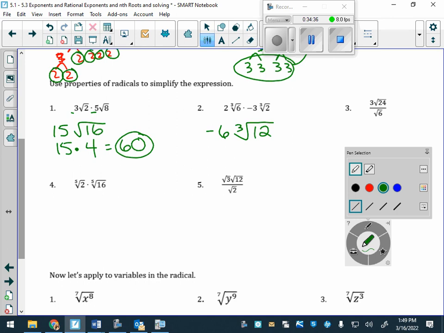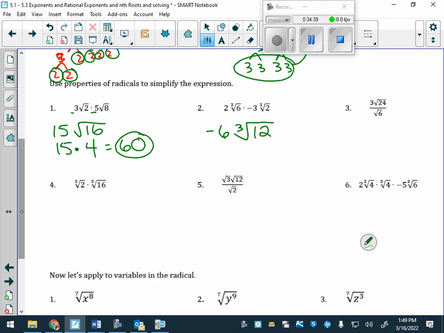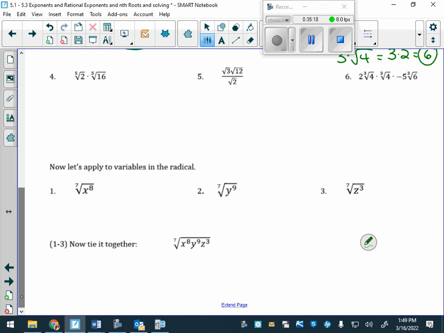Now in number 3, when you have a radical with the same index and you're dividing, you could write it under 1 before you simplify. So you don't have to rationalize or do anything crazy. Here, 24 divided by 6 is what? 4. And then, what is the square root of 4? 2. Good. Okay, so again, properties of radicals, which we have seen with just square roots. Now the index changes.